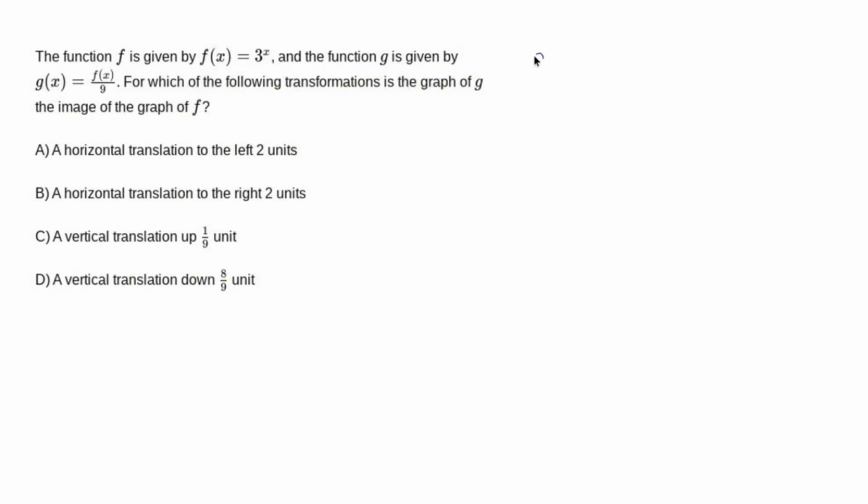Well, g of x is going to have me take f of x, which is 3 to the x, and divide it by 9. Now I should be able to look at 9 and say, well, wait a minute, 9 is the same thing as 3 squared. When you have terms of the same base and you're dividing them, you subtract the exponents. So we can rewrite this as 3 to the x minus 2. Now, with x, we are subtracting 2.